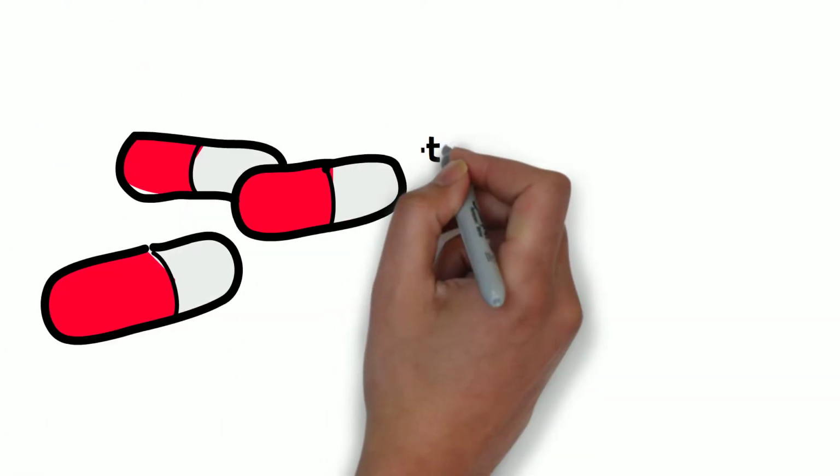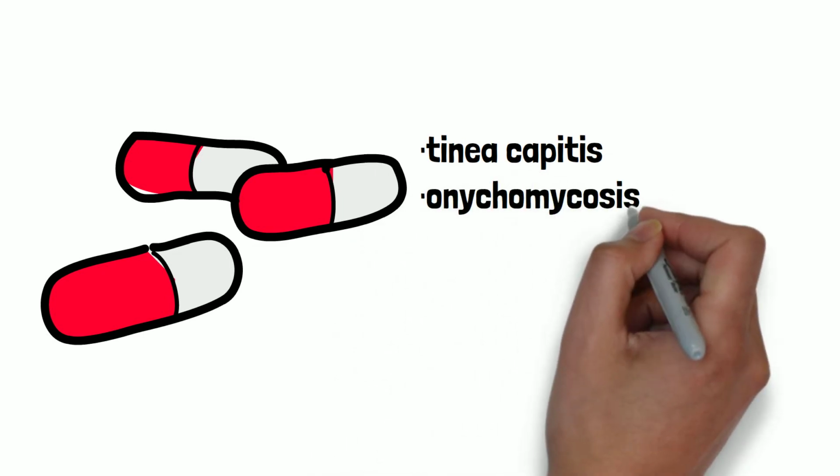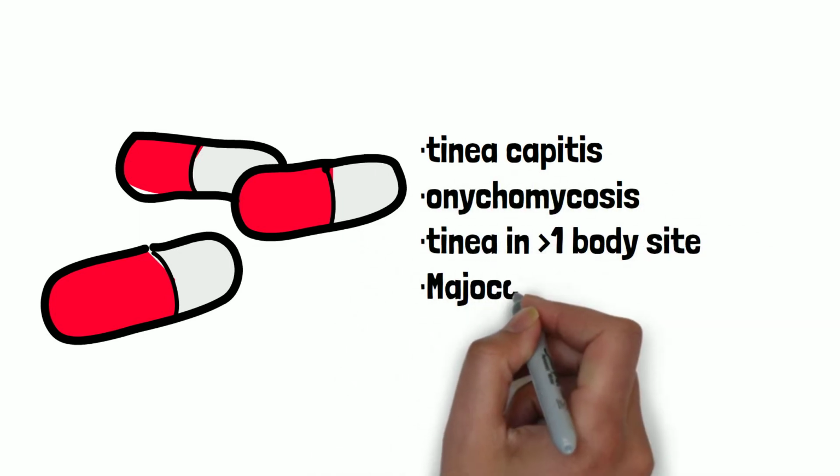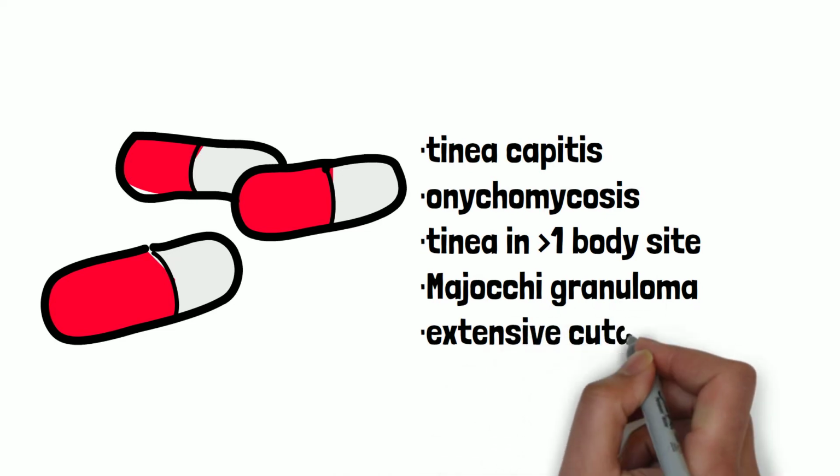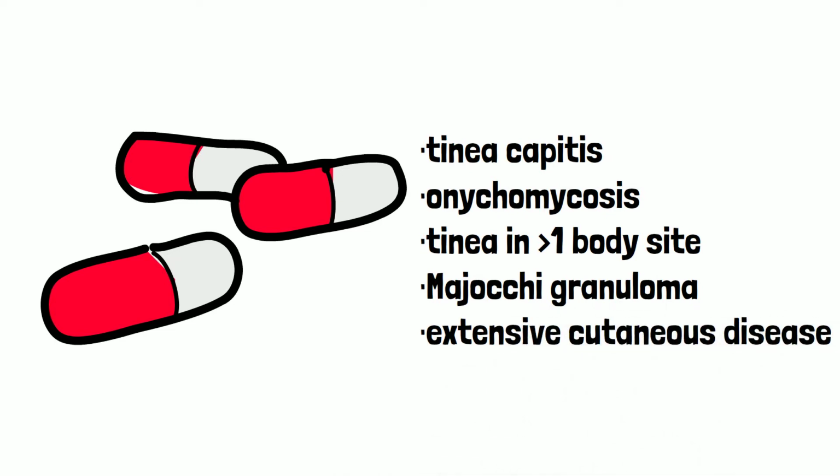Systemic antifungals may be indicated for tinea capitis, onychomycosis, tinea involving more than one body site, Majocchi's granuloma, or for extensive cutaneous disease.